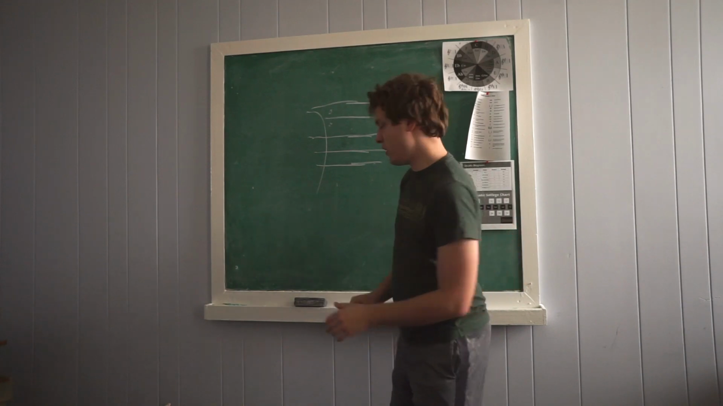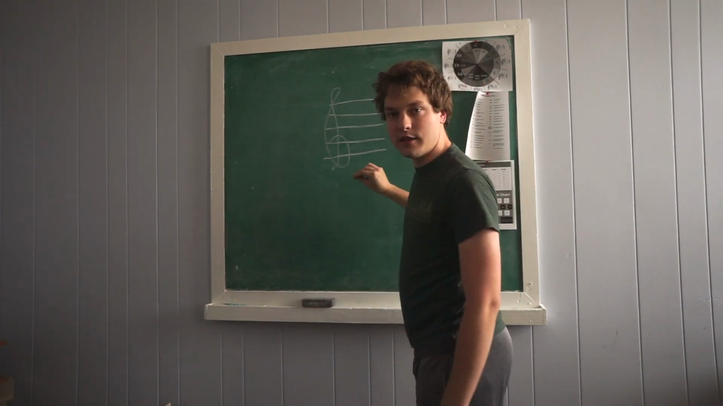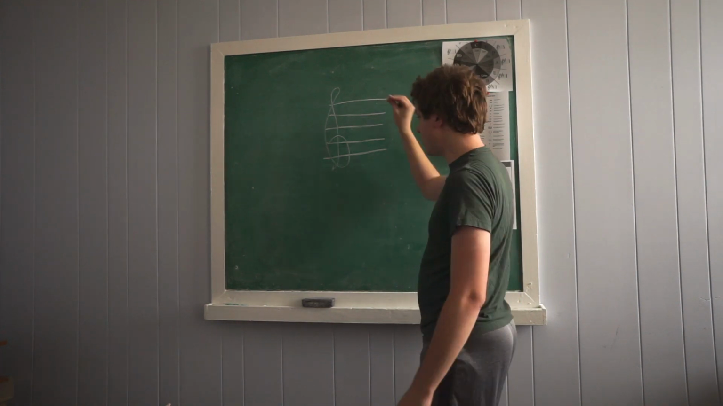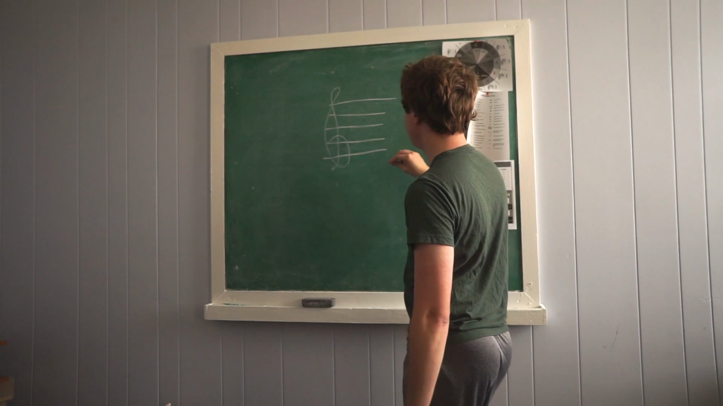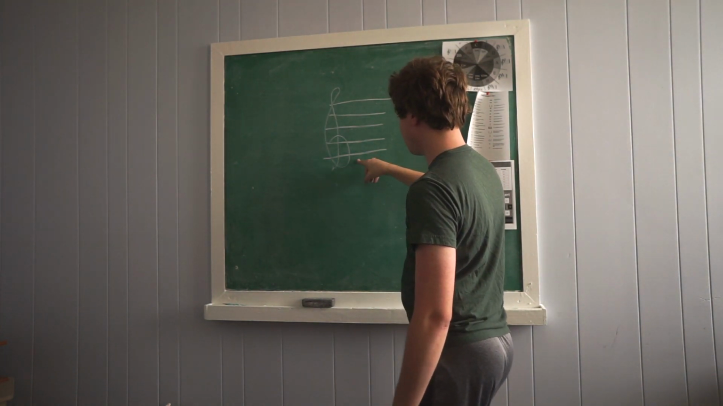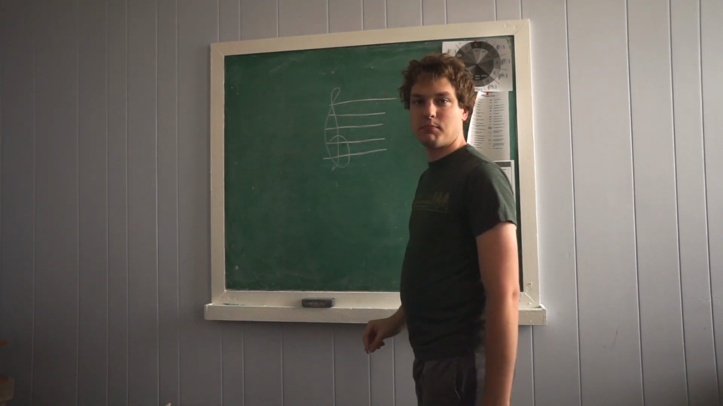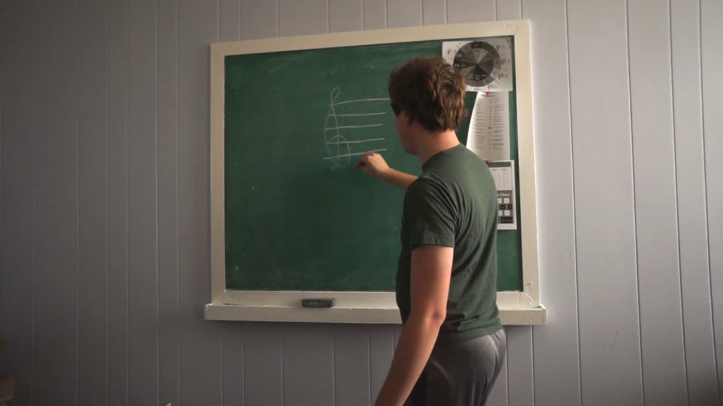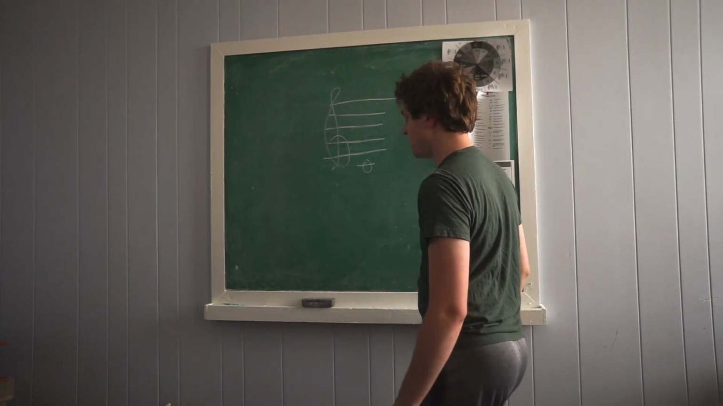So first of all, what is a ledger line? A ledger line is just extending the notes that are currently on a staff. On a treble clef, this is E. The space below it is D. But what's the space below D? Well, you add a line underneath and it becomes C.